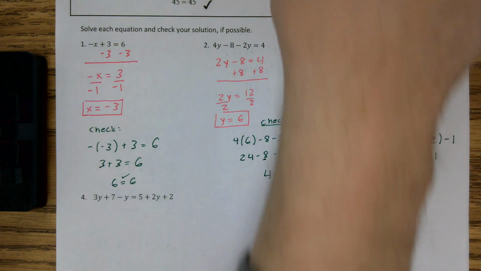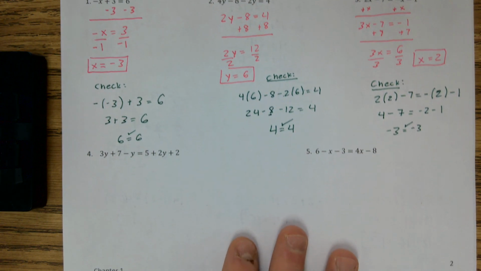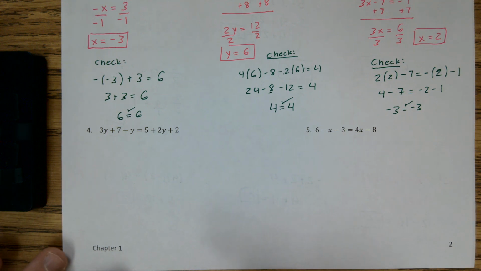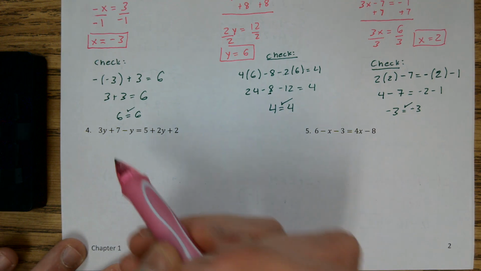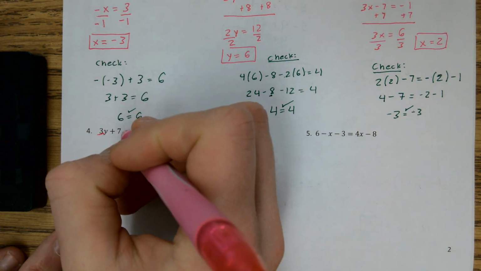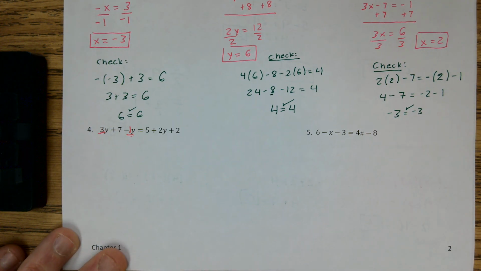Okay, so we know that solution also checks out too. All right, moving along, we're going to move up to number 4 here. Number 4, we have 3y plus 7 minus y is equal to 5 plus 2y plus 2. Okay, so you've got a lot of different variables here. Let's start easy and start by combining our like terms. That 3y and that negative y can be put together. If it helps you, write a little negative 1 right in front of it, just to remind yourself that it's a coefficient of 1 up front.